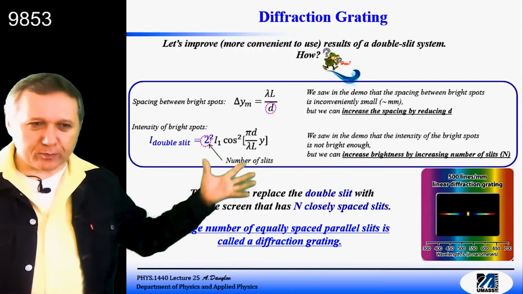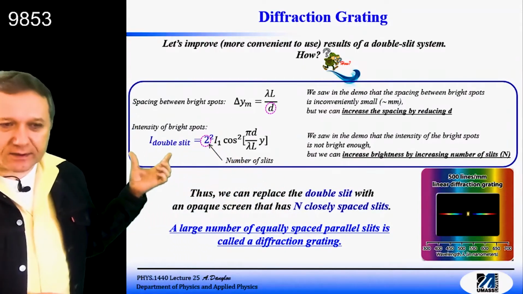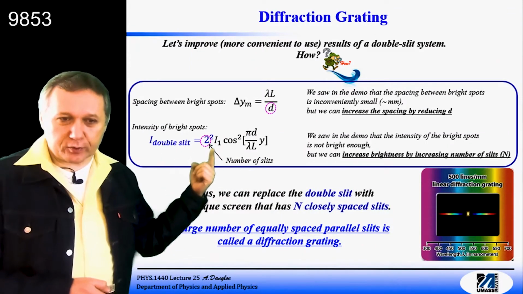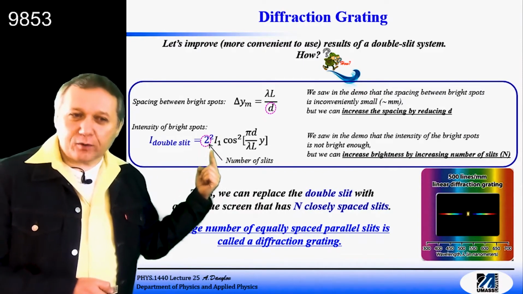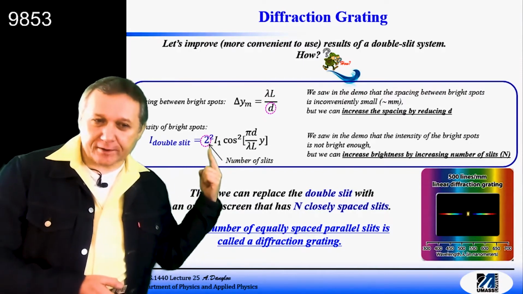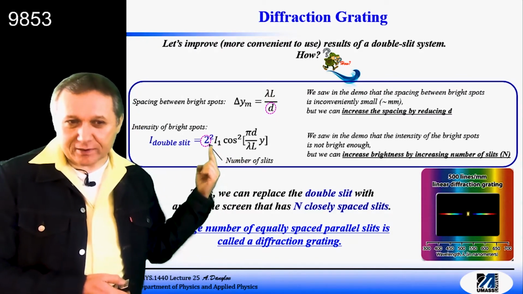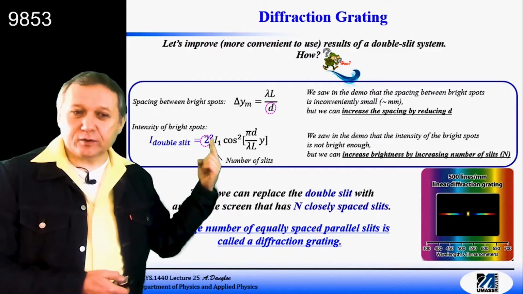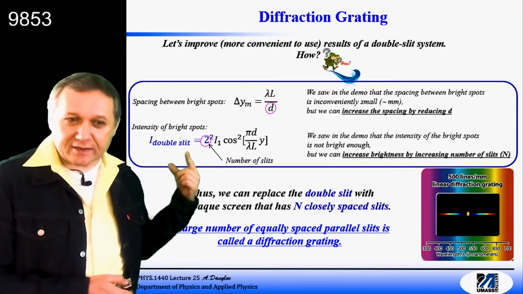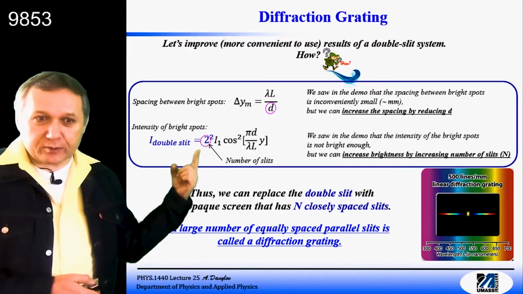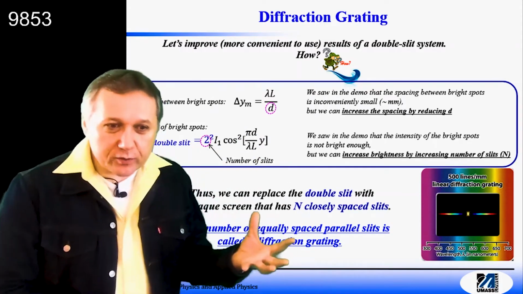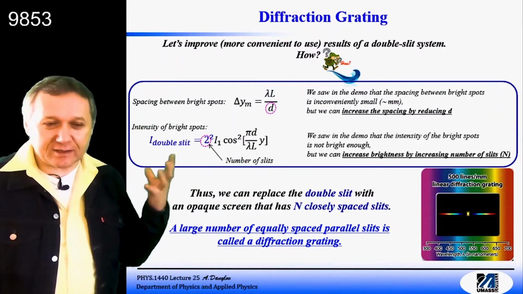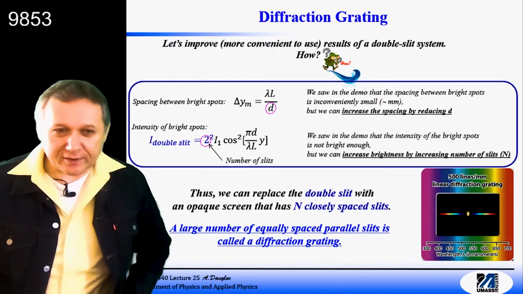At some point, I stopped discussing it. Intensity of bright spots on the screen is proportional to the number of slits, or number of interfering waves, to the power of 2. In our case, in a double slit experiment, it was two, right? So intensity is proportional to the number of slits to the power of 2. Now, if we increase the number of slits, then of course the intensity of bright spots will go up significantly.